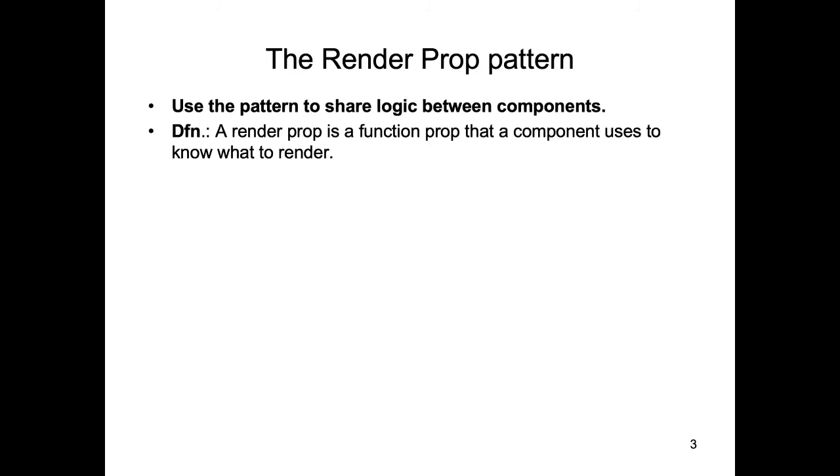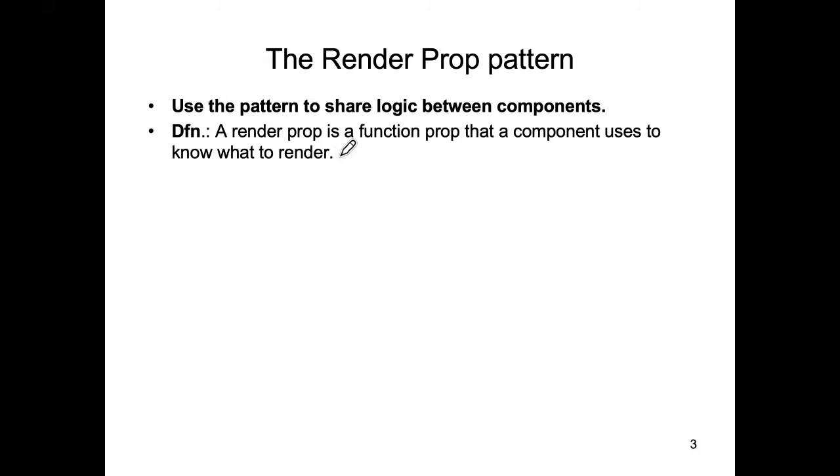The pattern is called the render prop pattern. We know what a prop is. So it looks like the pattern is centered around using a prop for a particular purpose. And the definition there, definitions are never usually great, but let's try and break it down. We're told that a render prop is a prop which is a function. So you're passing a function to a component. We've seen that before actually, but in this case the function has a particular purpose. So a render prop is a function prop, and the component that receives this render prop uses it to know what to render.